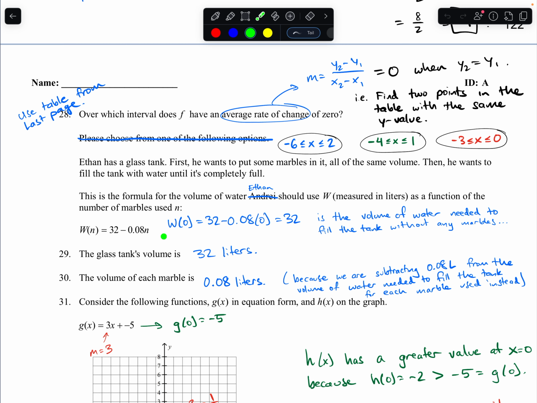Now, if I tried W of 1, I didn't write it out here, but you can picture it. I would have 32 minus 0.08. I'd have like 31.92, right? But the volume, the amount of water Ethan would need would go down by 0.08 liters for every marble he uses. And so each marble has a volume of 0.08 liters.